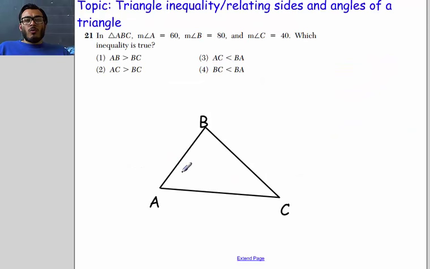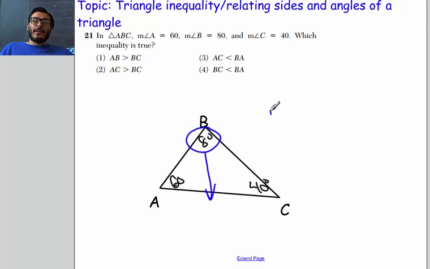So for number 21, we got ourselves a triangle inequality question, so it's a good idea to just draw yourself a triangle and label the given angles. My picture is not drawn to scale. That's okay, because we're going to use the given measurements to determine what is the longest side, what's the shortest side, and what's the medium side. All right, so the longest side is opposite from the biggest angle. So the biggest angle is 80. That means the longest side is AC.